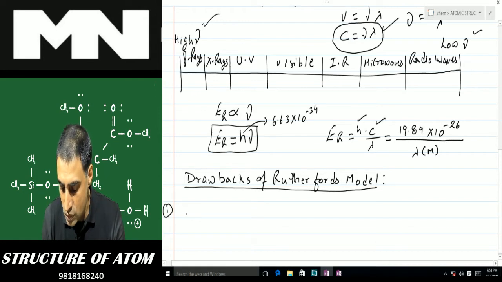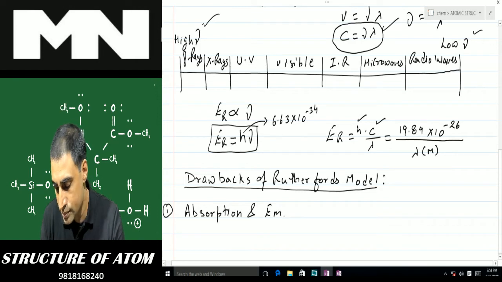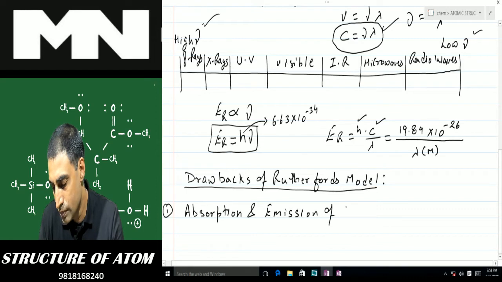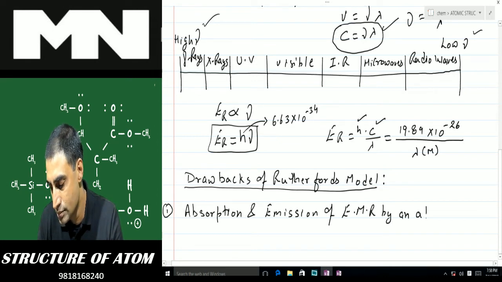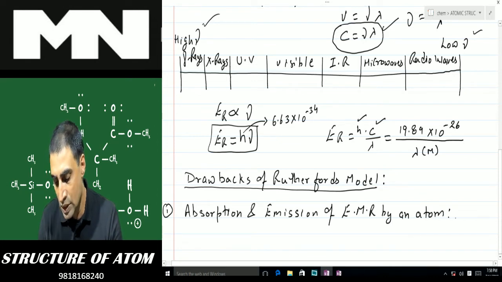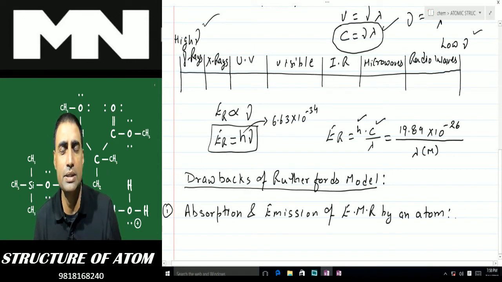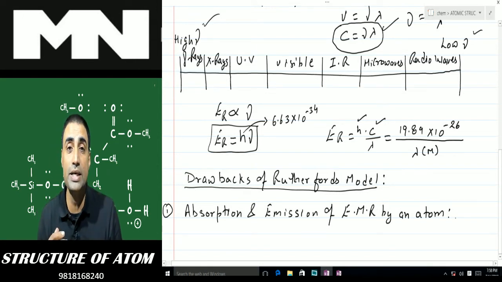absorption and emission of electromagnetic radiation by an atom. It is quite evident that an atom has a tendency of absorbing energy and re-emitting energy in the form of electromagnetic radiation. How it happens, Rutherford could not explain it.